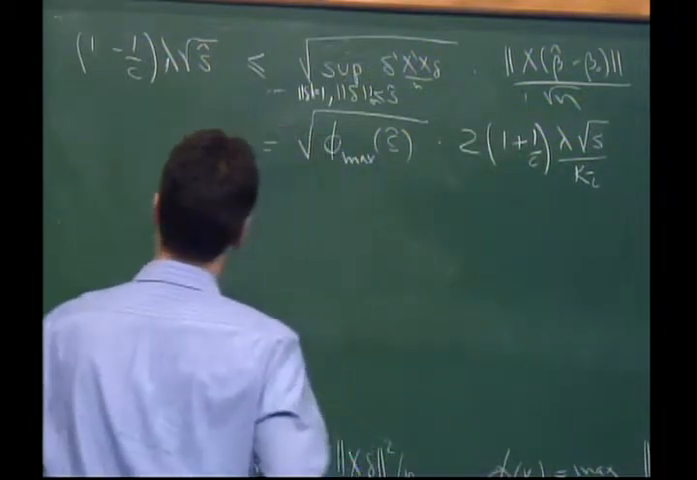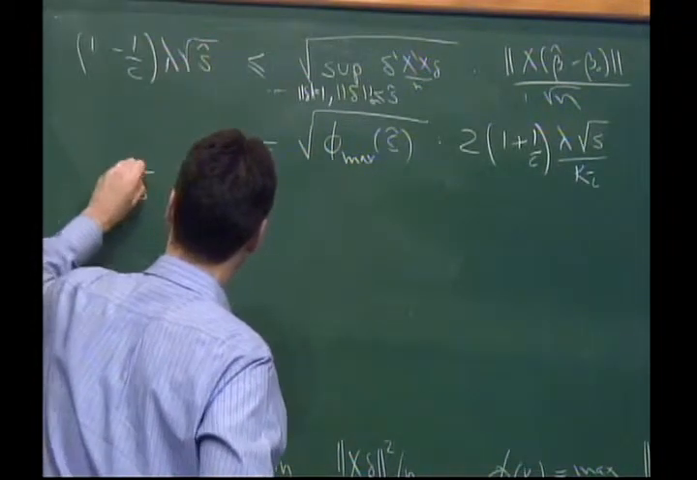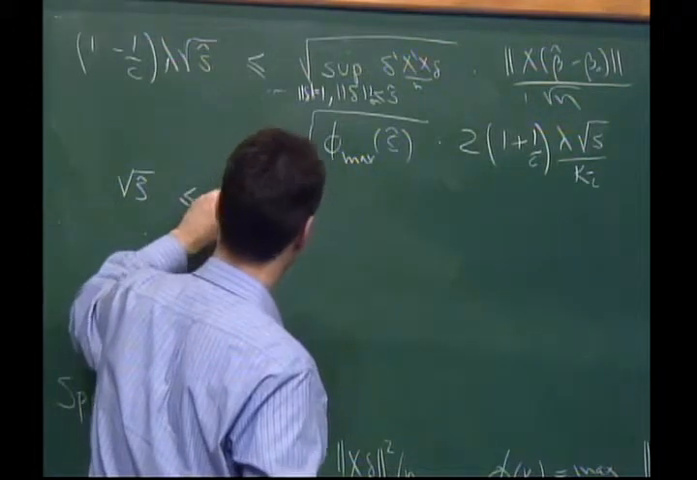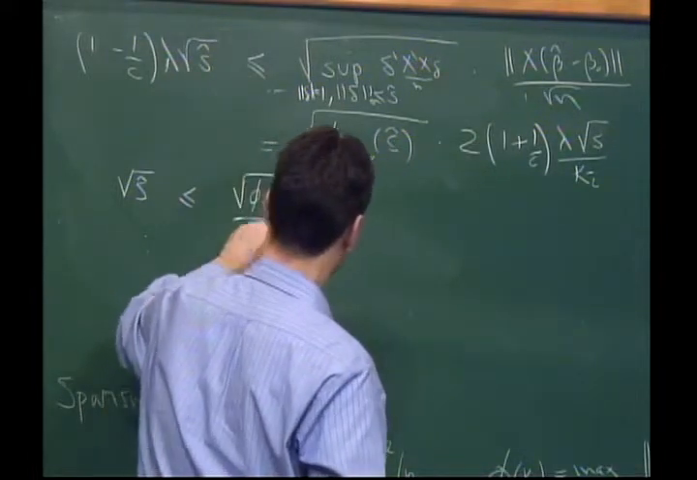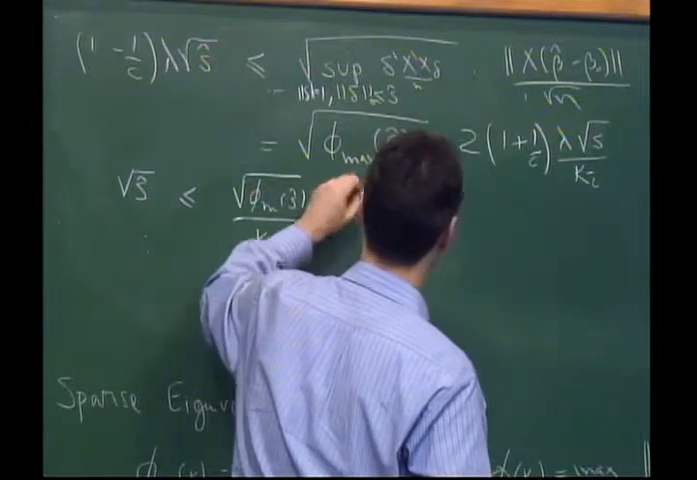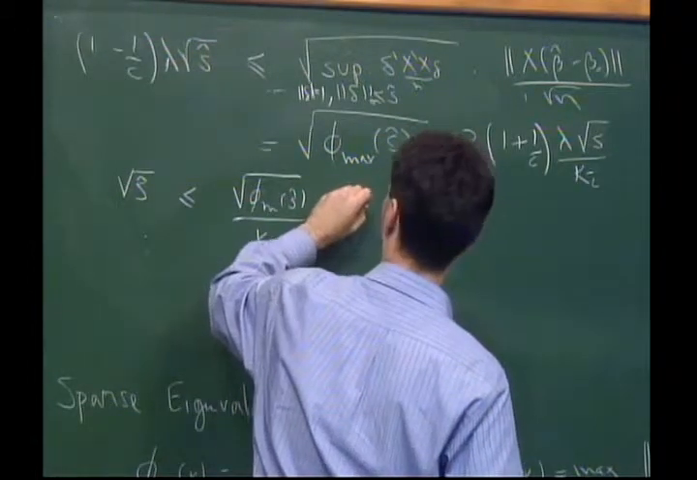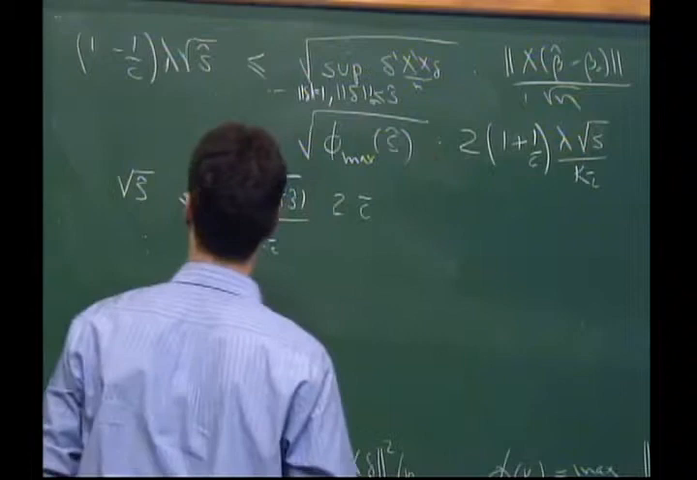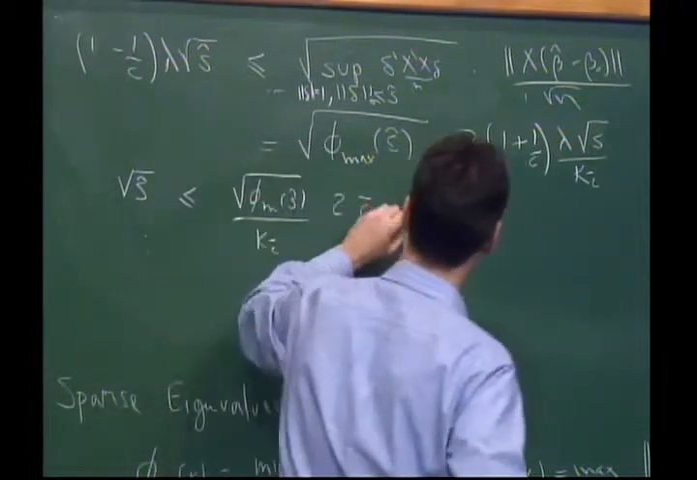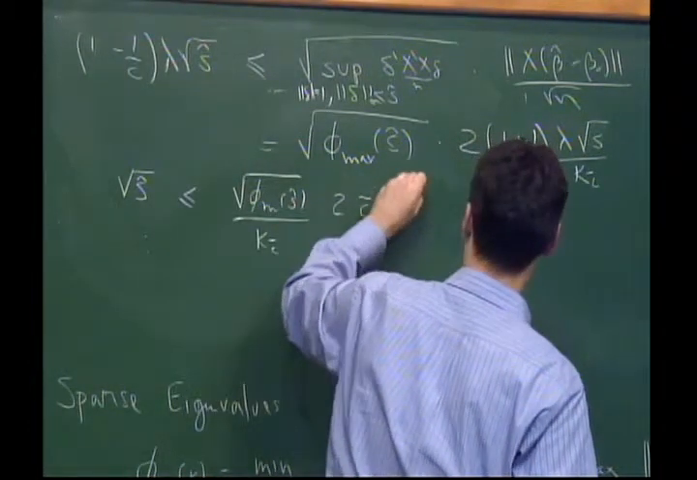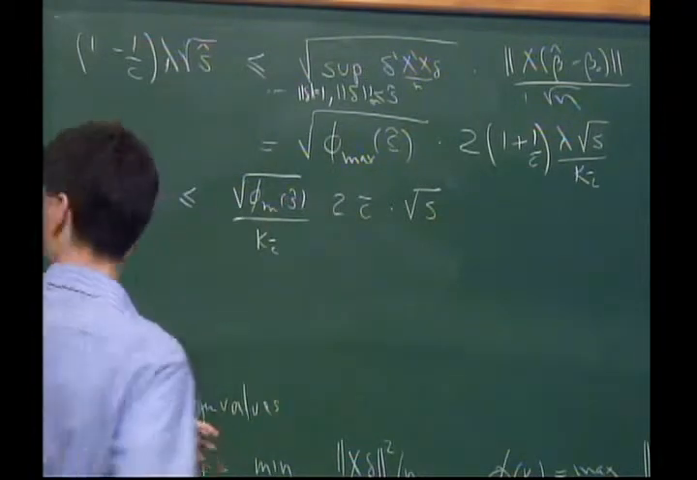So in the end of the day, we have square root S hat less equal than some quantity that depends on the design, some constants. Turns out that when you take this to the other side, you actually get C bar times square root S. And now there are a couple of ways to proceed, and I'm running out of time.